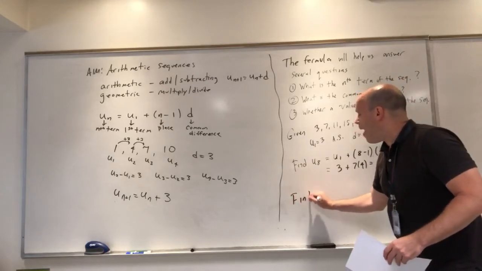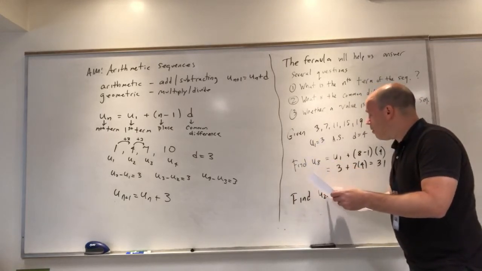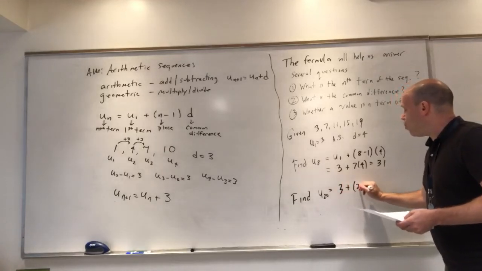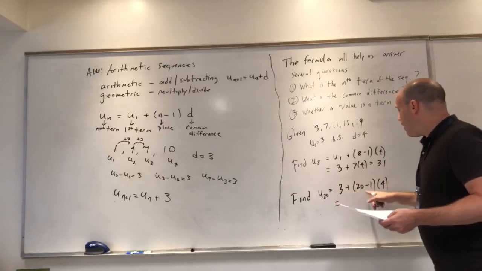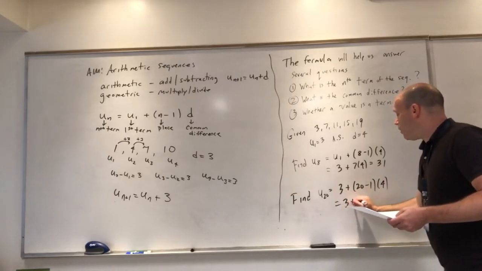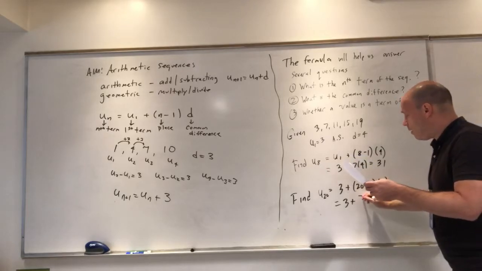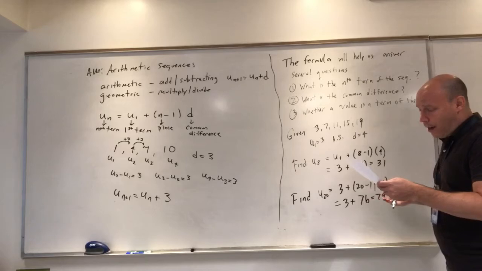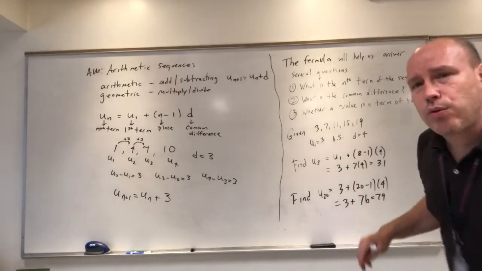Let's talk, how about if I ask you to find u of 20? Same idea, 3 plus 20 minus 1 times 4, that's 9, so that's 3 plus 19 times 4 is 76, and that's 79. You could use a calculator for this. Let's talk about this formula first, just a quick second. What's going on here?